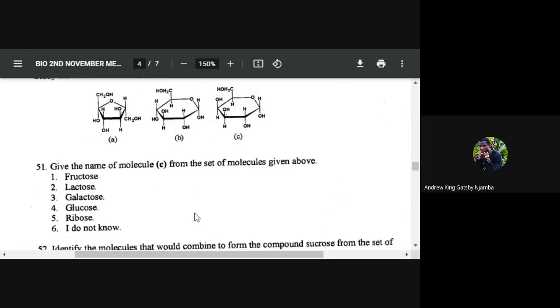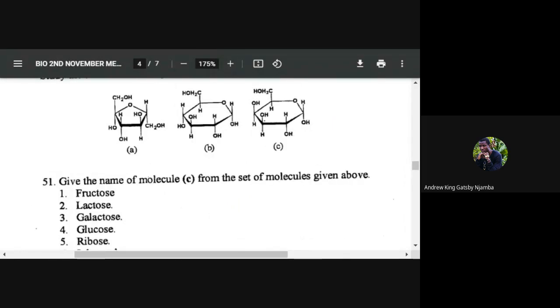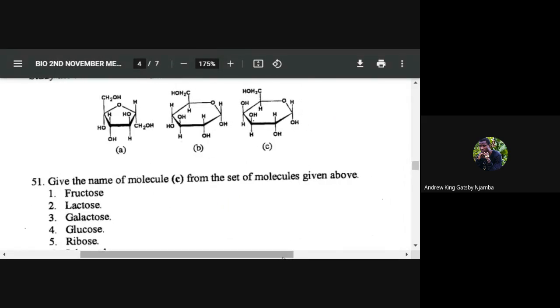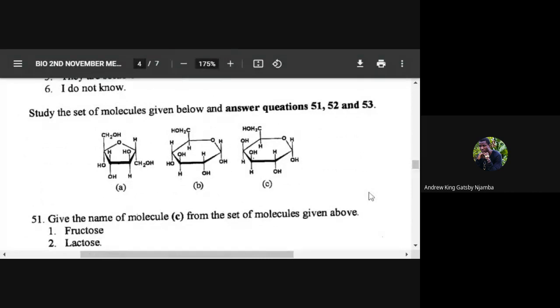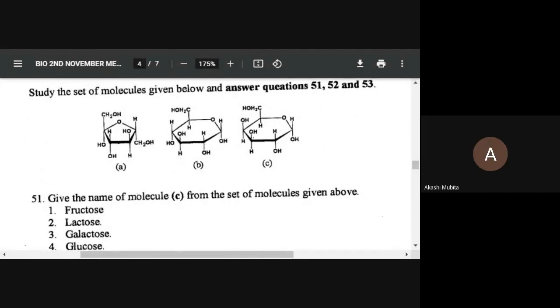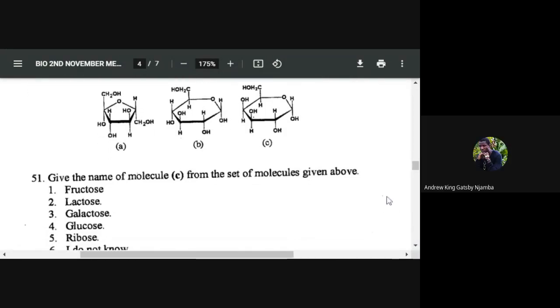Give the name of the molecule C from the set of molecules given above. What is molecule C? This molecule looks funny. What's the name of molecule C? It has got how many carbons? 6. Okay.